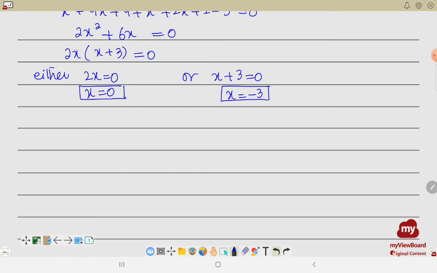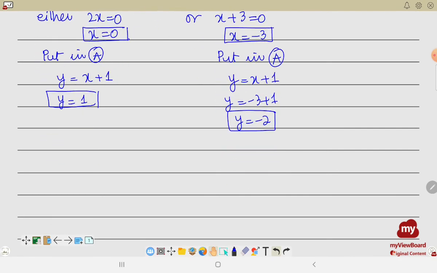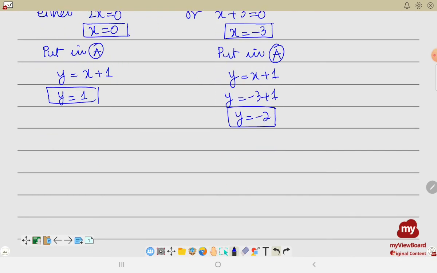Now we'll insert these values one by one in equation a. What was a? y is equal to x plus 1. So when you insert x is equal to 0 in this equation, you are left with y is equal to 1. And again for x is equal to minus 3, the equation was y is equal to x plus 1, so minus 3 plus 1, so y is equal to minus 2. So we got two values. Now we are going to write down the solution set.